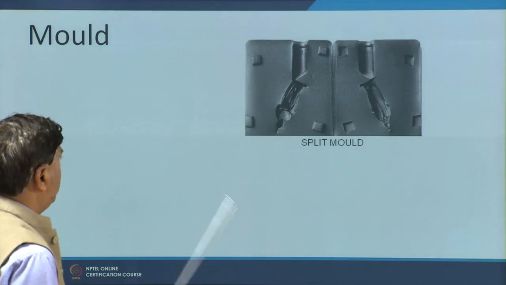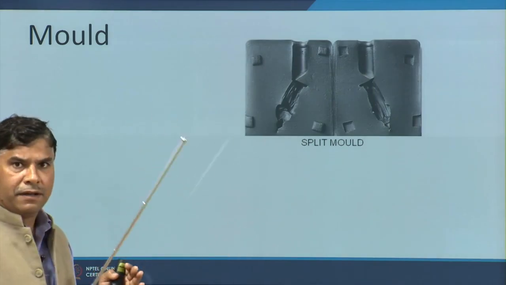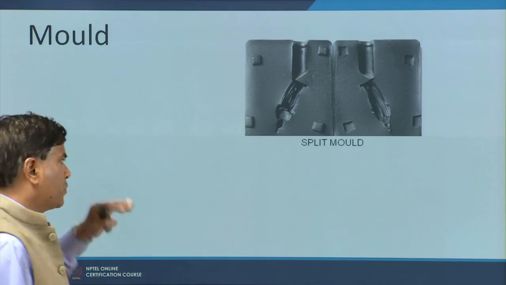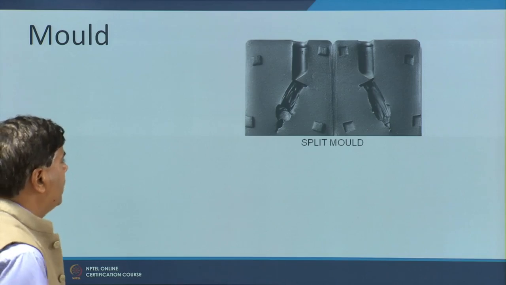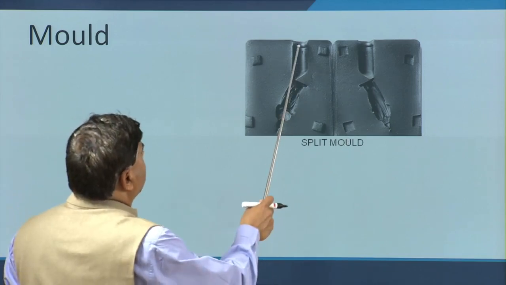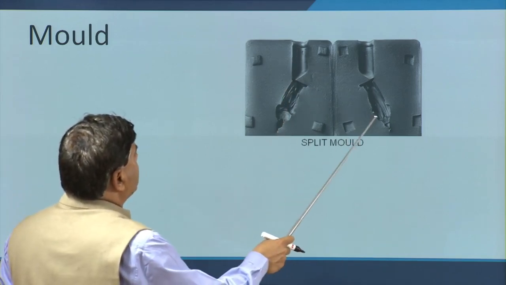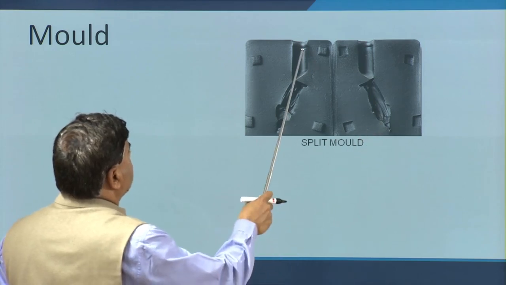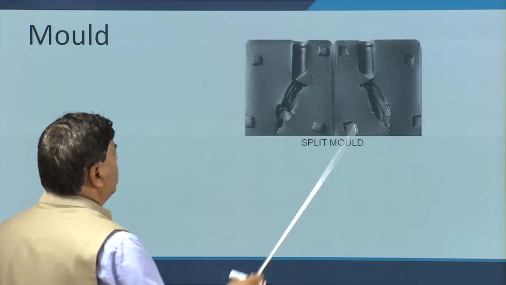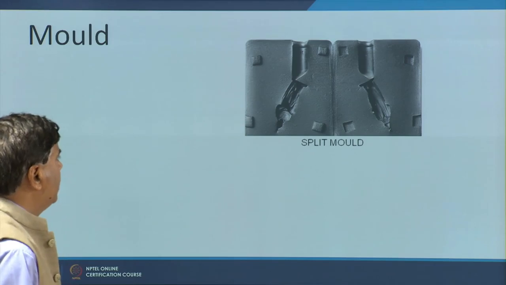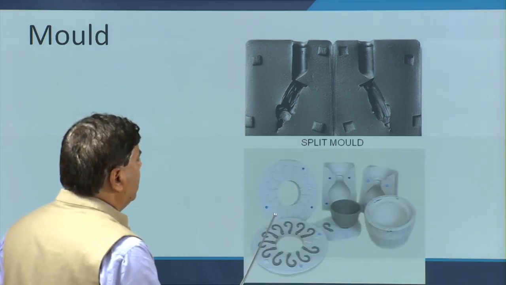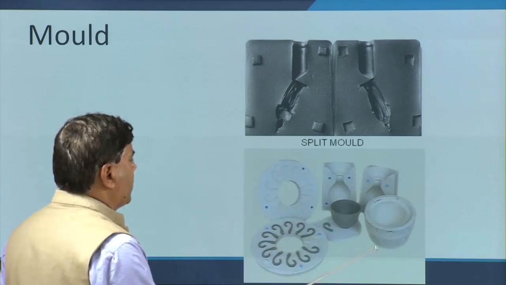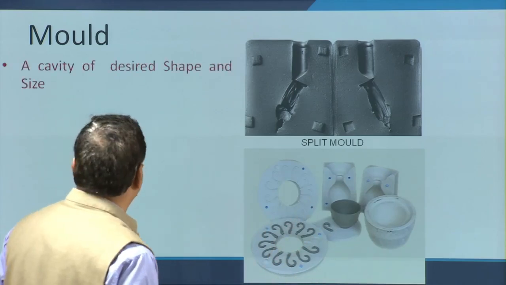So, here the mold is the cavity. This is just to familiarize the different terms which are related to the casting process. This is the split mold, this is the mold cavity, and this is the region through which molten metal will be fed into the cavity, and these are the different types of molds which are used for making a variety of products.